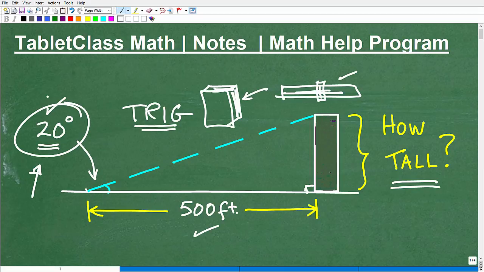Okay, now, if you think you could figure this problem out and you want to test your basic trigonometry knowledge, then I definitely encourage you to do so. But I'm going to show you how to do this step by step in just 1 second.